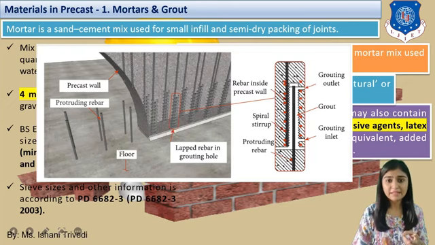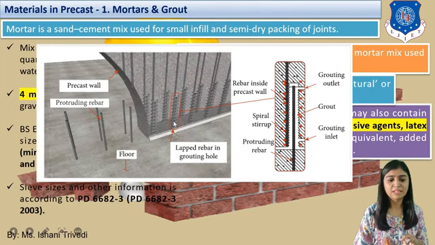Let us talk about the lapped rebar in the grouting hole. If I take this cross section over here, then we can see that there will be a gap, a space around the rebar which will be filled by the grout, right? Over here we can see that this portion is taken in the cross-sectional area in the figure. The rebar inside the precast wall. This is my rebar inside the precast wall, and around it grout will be filled, right?